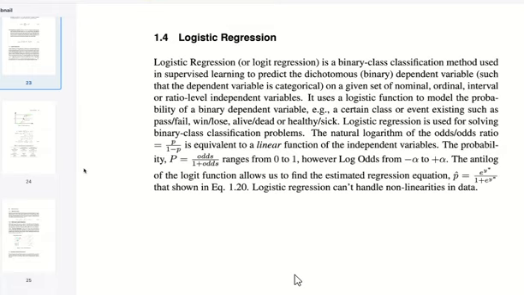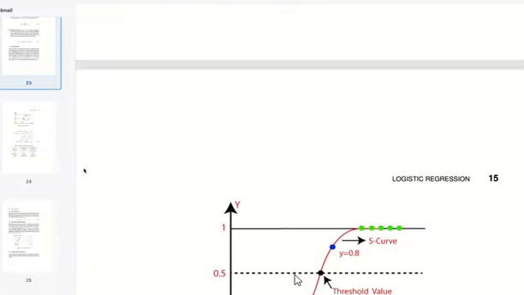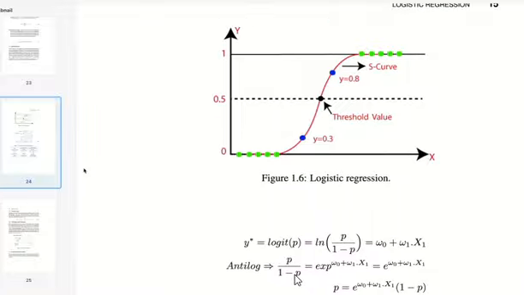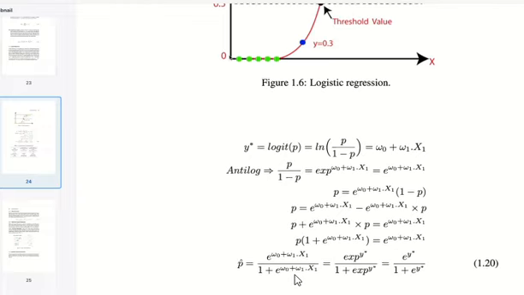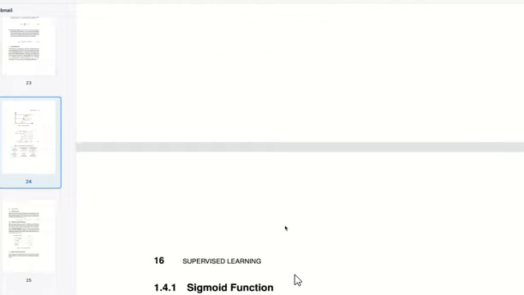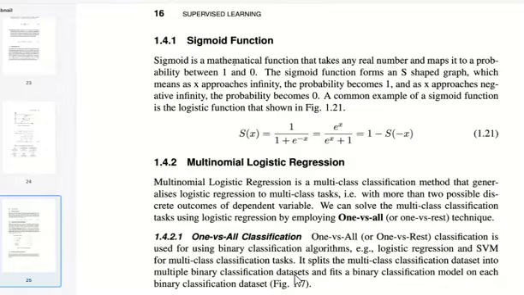Why is it called regression? Because logistic regression uses the concept of linear regression. The output of the linear regression is passed through a function, and this function is called the sigmoid function. If the output is less than 0.5, it returns 0. If it is greater than 0.5, it returns 1. That's the basic concept of logistic regression. Any questions? Now let's see the sigmoid function. How does the sigmoid function actually work?